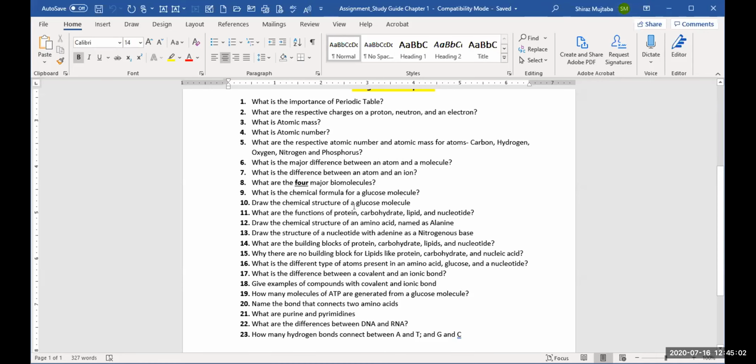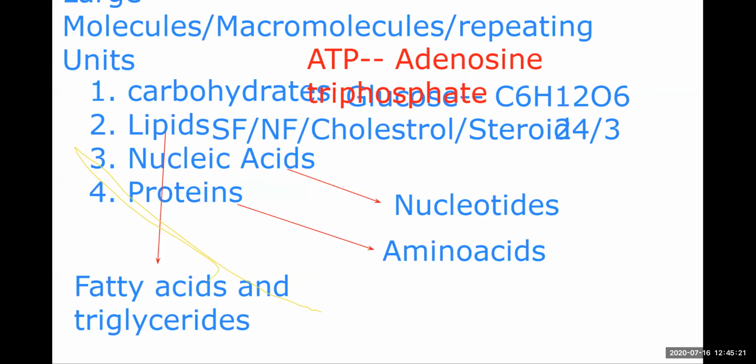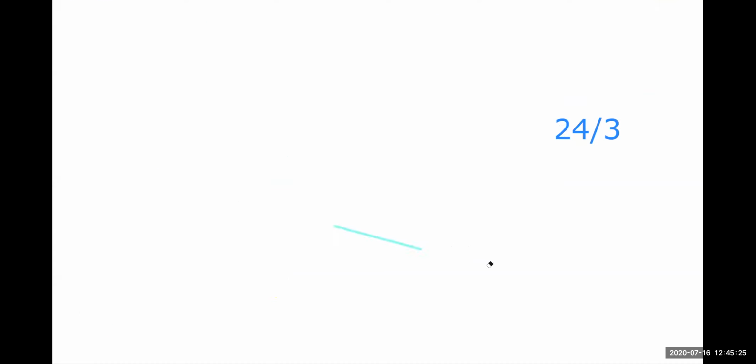That's the chemical structure of glucose. Now question number 11. What are the functions of protein, carbohydrate, lipids, and nucleotide? What are the functions? Okay, I got those answers already. So 4 molecules, right? 4 macromolecules, proteins.